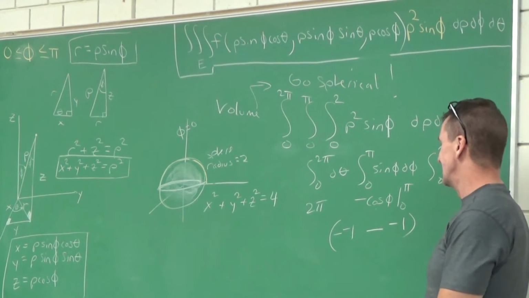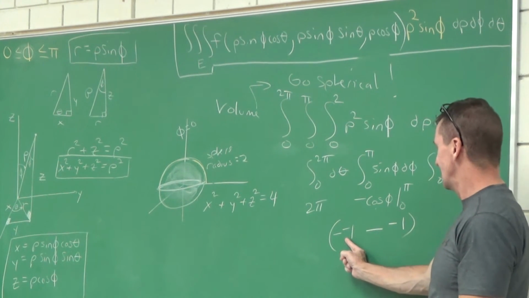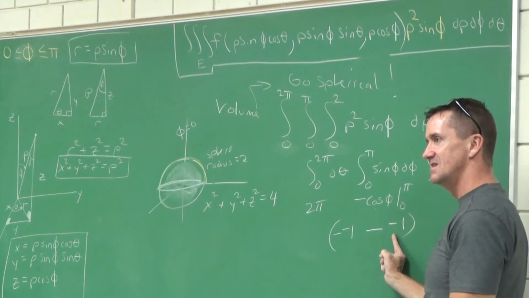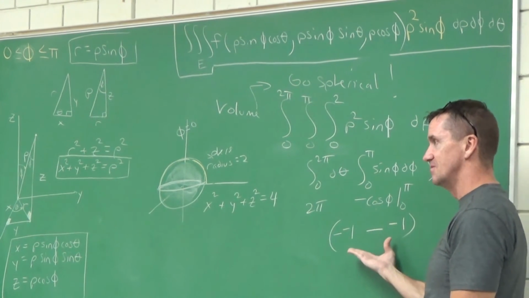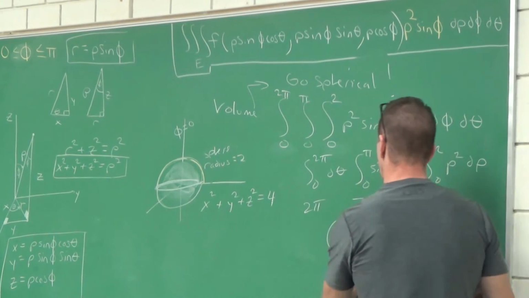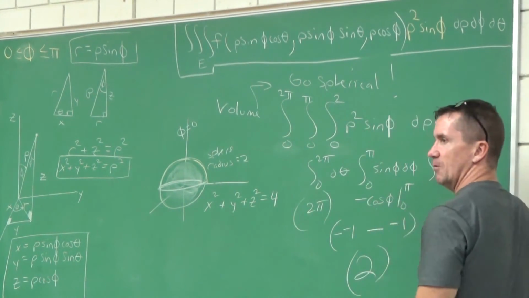What is all that? 2. What, right? That's a 1. 1 plus a 1 is 2. Does everyone see that? Be careful. That's the number 2. So 2 from this one, 2 pi from that one.